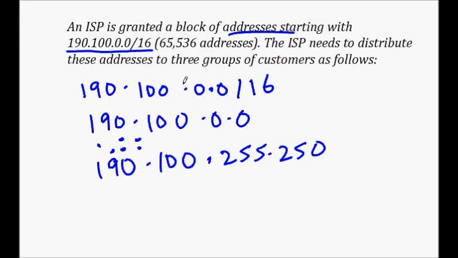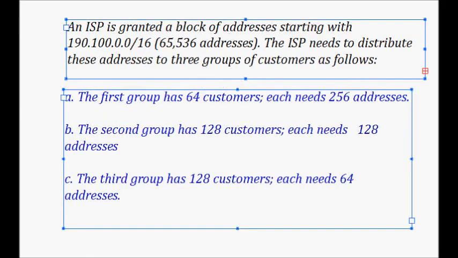The slash 16 means it can have 2 to the power of 16 addresses, and if you count all the addresses from 190.100.0.0 to 190.100.255.255, they come to the same number. The ISP needs to distribute these addresses to 3 groups of customers. Let's see what they are.